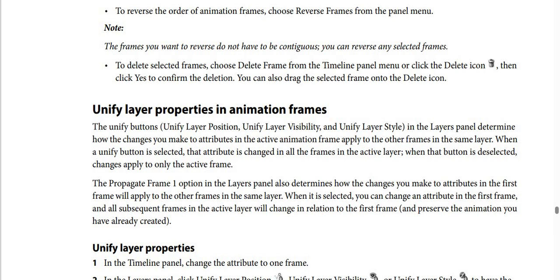And the propagate frame 1 option in the layers panel also determines how the changes you make to attributes in the first frame apply to the other frames in the same layer. When it is selected, you can change an attribute in the first frame, and all subsequent frames in the active layer will change in relation to the first frame and preserve the animation you have already created.